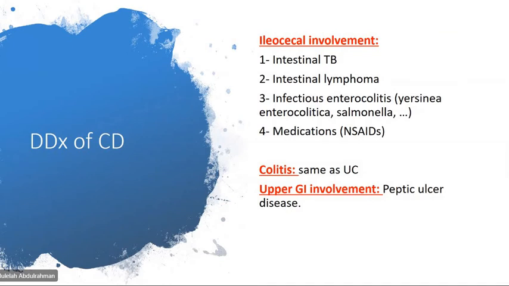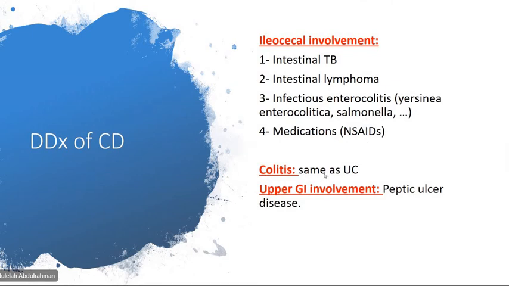So, what about differential diagnosis? How do we approach differential diagnosis? For Crohn's disease, it depends again on the extent. If this is the most common type, which is ileocecal involvement, then intestinal TB pops in mind, and as well intestinal lymphoma. Infectious enterocolitis is one of the differential diagnoses, and medications.